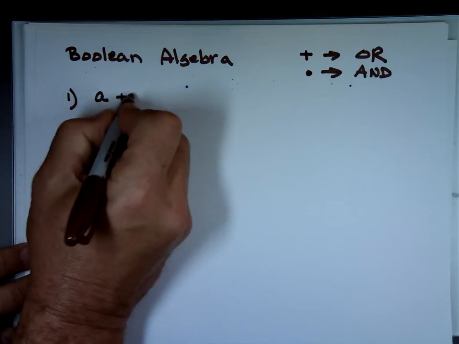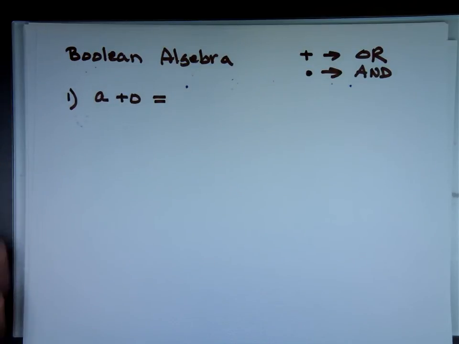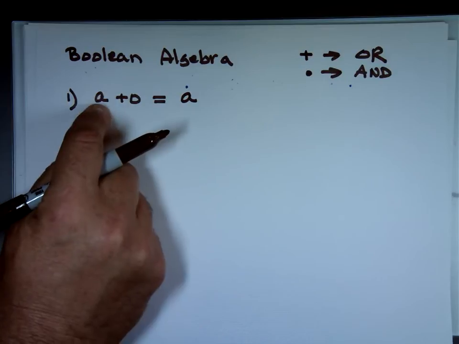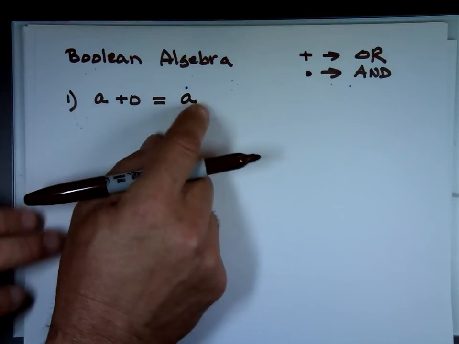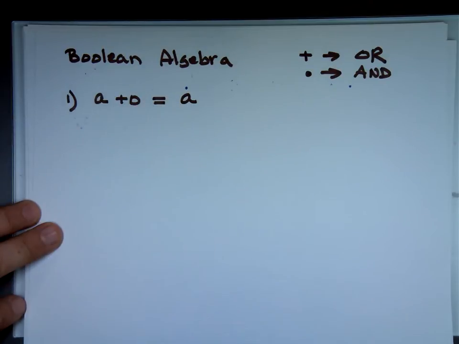A plus 0. If you have an OR gate, one input is 0, the other one is A, what is your output going to be? A. Why? It depends on what A is. If A is 0, what is 0 or 0? 0. If A is 1, what's 1 or 0? 1. So it depends on A.